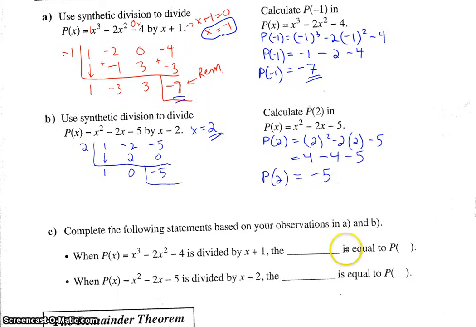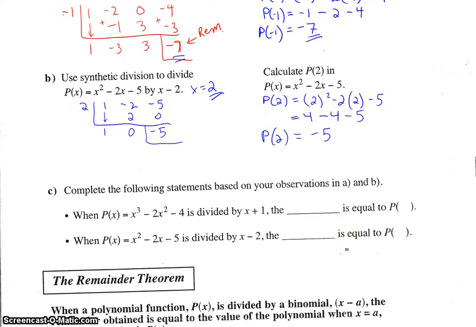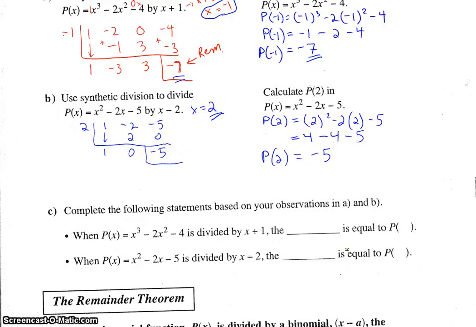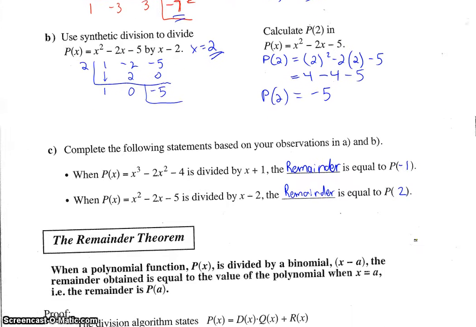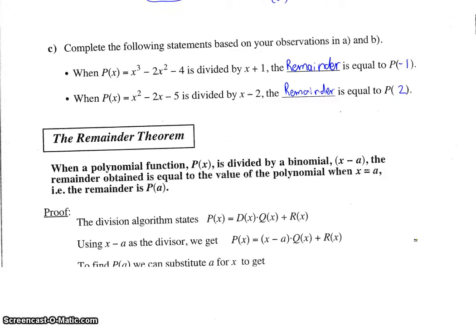So to summarize, when P of x, equal to x cubed minus 2x squared minus 4, is divided by x plus 1, that's our first question on the review there, the remainder is equal to P at -1. And when it was divided by x minus 2, our remainder was the same as P at 2. Okay, well guess what? That is our remainder theorem. That's part of what we're looking at today.